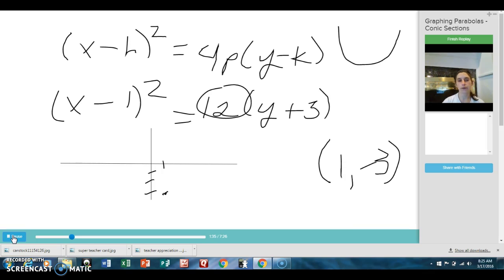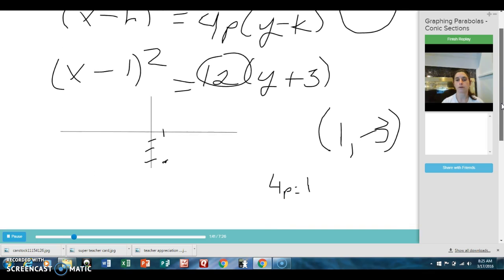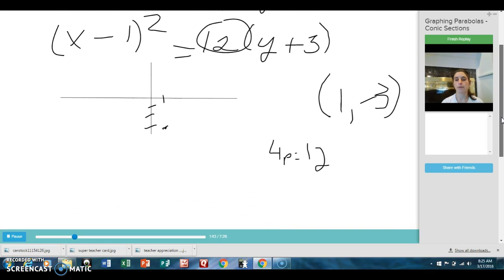And next I'm going to figure out the focal length. So if 4p is equal to 12, then my focal length, p, is equal to 3. So that means since my parabola is opening in the upwards direction, I'm going to start at my center and go up 3 units. 1, 2, 3. I'm going to put me right here. That's going to be my focus.